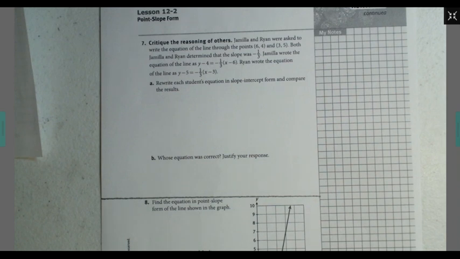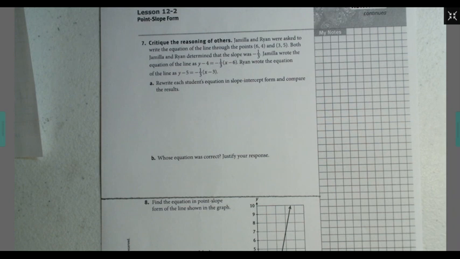Right, here in question number 7 for section 3, it states, critique the reasoning of others. Jamila and Ryan were asked to write the equation of the line through the points (6, 4) and (3, 5). Both Jamila and Ryan determined that the slope was -1/3.